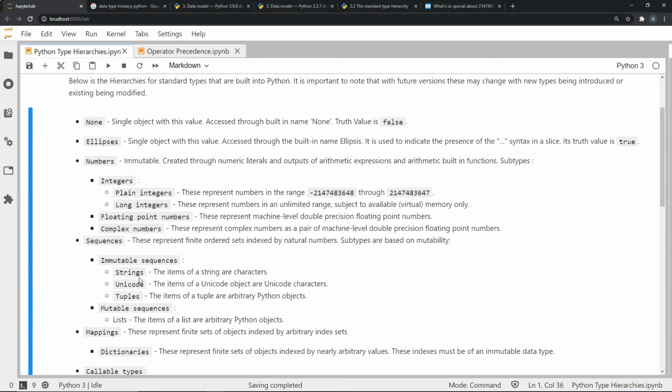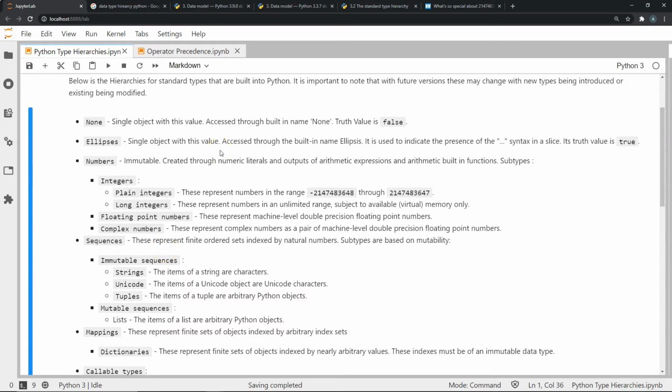Now, the different types of immutable ones are strings. We know what strings are. They are sequences that contain characters. Unicode is the other immutable sequence. And then there are tuples. Tuples are a collection of arbitrary Python objects, and unicodes are sequences that contain Unicode characters.